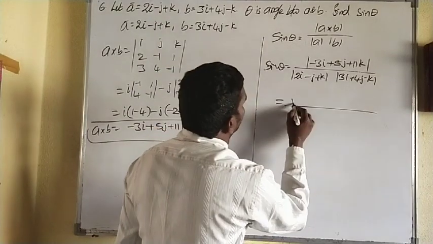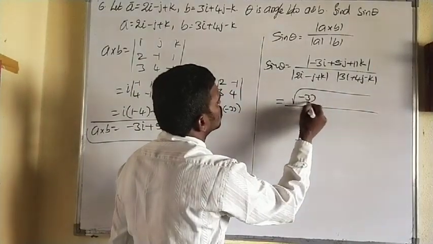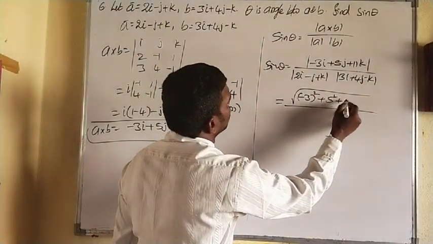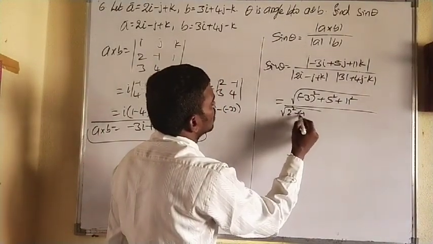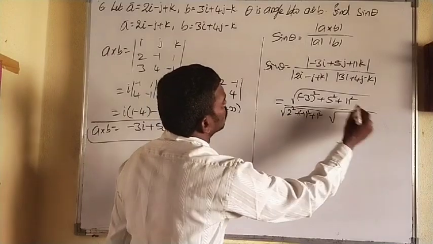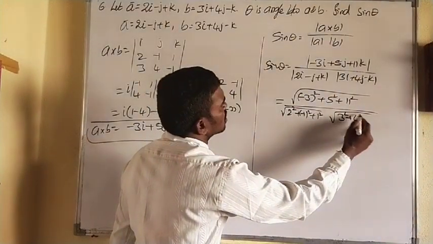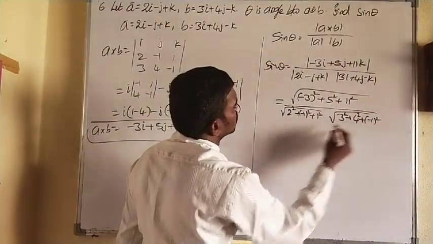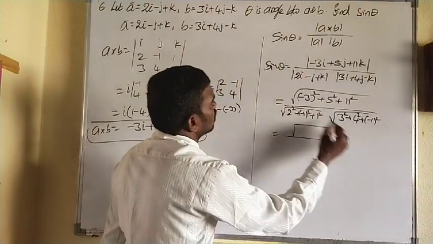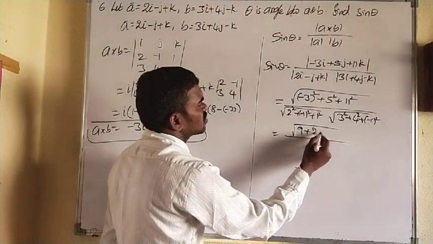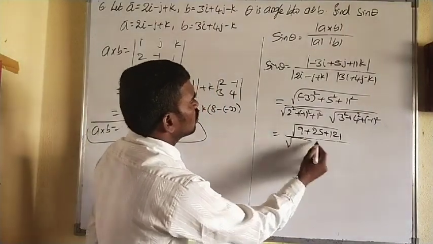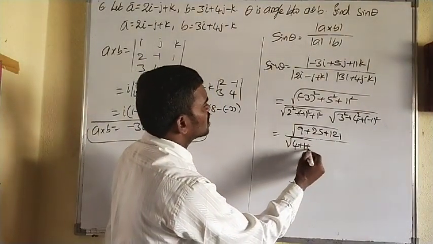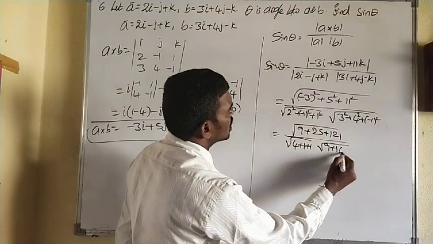Modulus means what? Root of minus 3 whole square plus 5 square plus 11 square, by root of i coefficient 2 square, minus 1 square, plus 1 square, into root of i coefficient 3 square plus 4 square plus minus 1 square, which is equal to, what do we get? Minus 3 whole square means 9, 5 square means 25, 11 square means 121, by root of 2 square means 4 plus 1 plus 1, into root of 9 plus 16 plus 1.